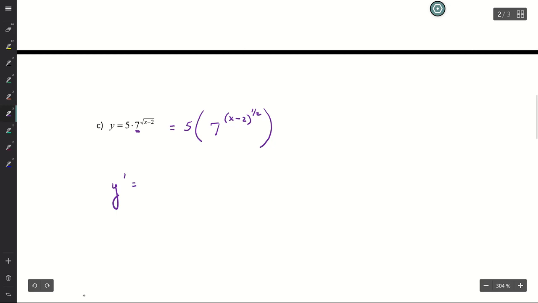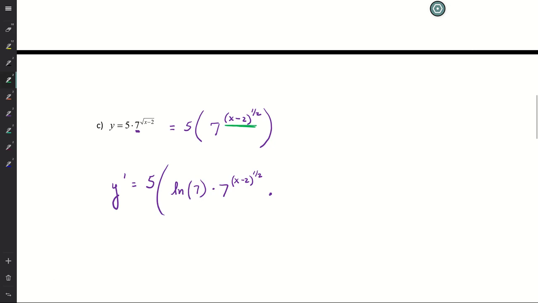So y prime equals the 5. I'm not going to involve that in my derivative right now. And then I'm looking at the derivative of the inside piece. It's exponential, so we'll say natural log of the base, which would be natural log of 7. We would say the exponential itself, so 7 to the x minus 2 to the 1/2 power, and then multiplied by the derivative of my power. My power was this function. So there, when I multiply by the derivative of the power, I'm going to end up having to use the power rule, followed by a chain rule.